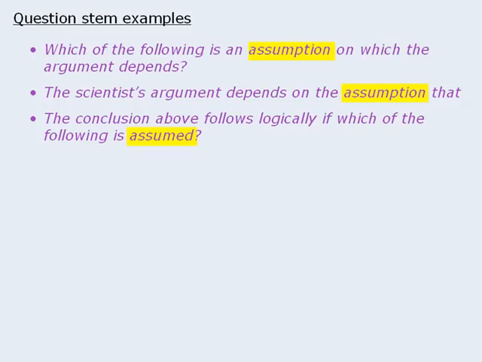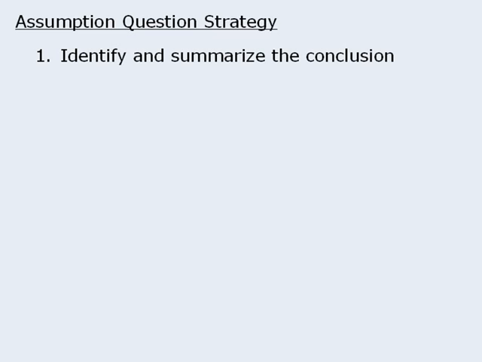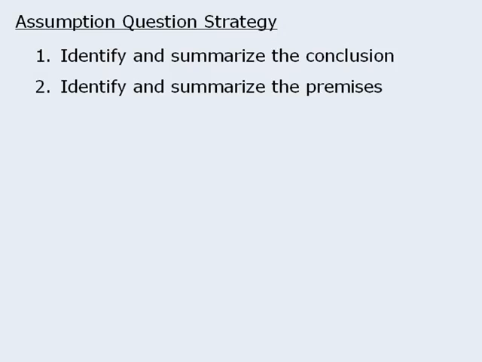Okay, so now that we know how to recognize assumption questions, let's learn how to tackle them. Since this question type is all about finding assumptions that are necessary to help us arrive at a given conclusion, our first step is to identify and summarize the conclusion. From here, the next step is to summarize the premises that support the conclusion. Please note that steps 1 and 2 can be performed at the same time. Okay, so once we've summarized the entire argument, we should attempt to identify some unstated assumptions.